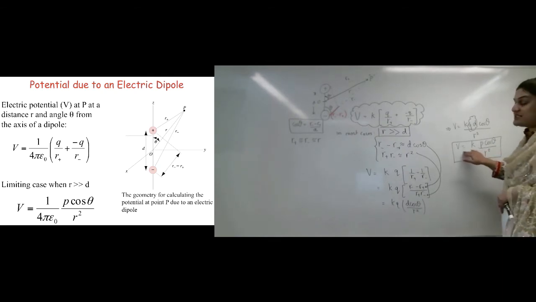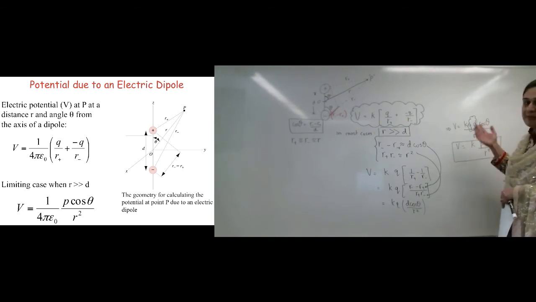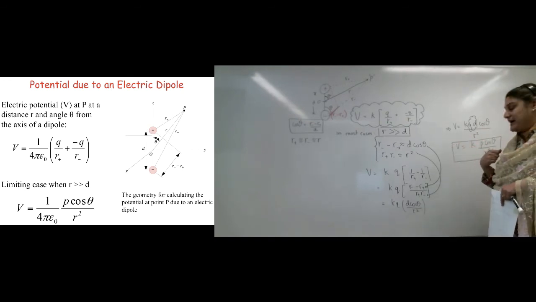This expression is the same one that you saw on the PowerPoint, except the K is obviously written as 1 over 4 pi epsilon naught.